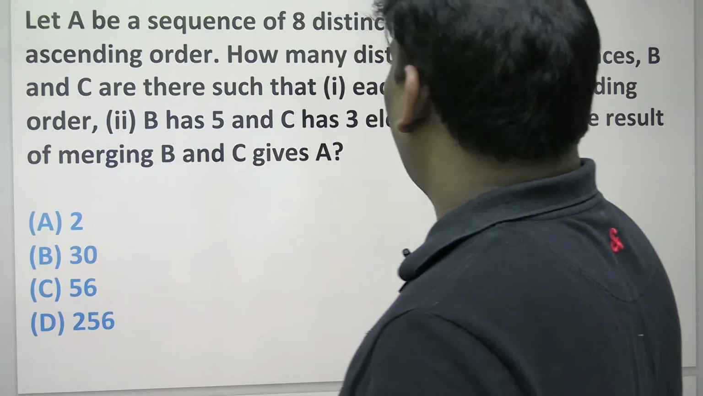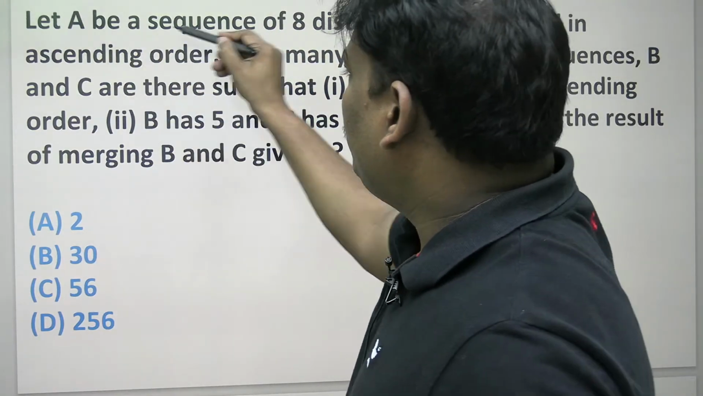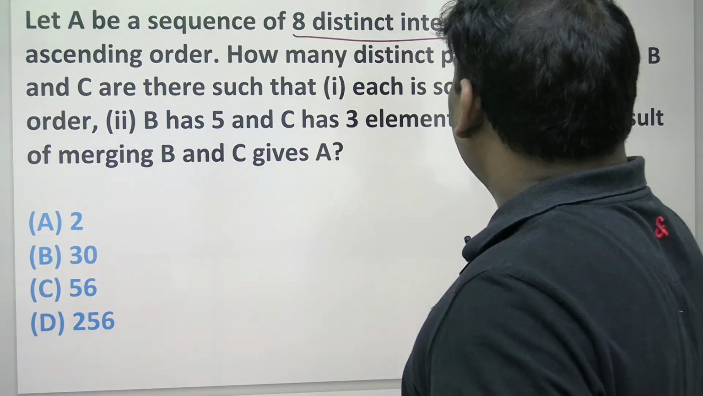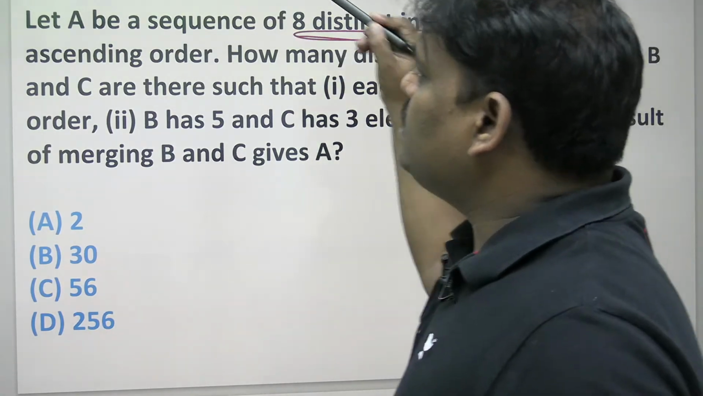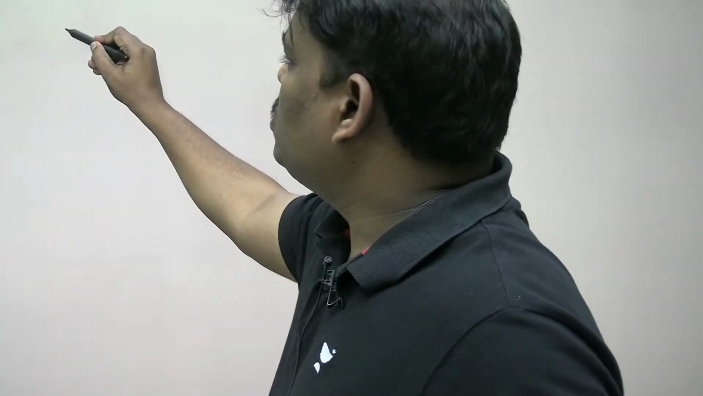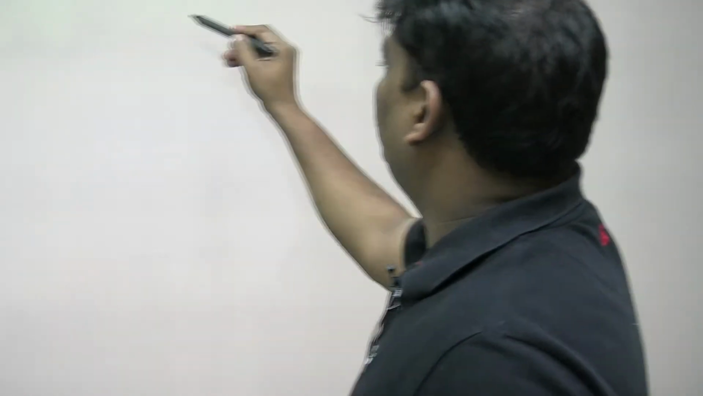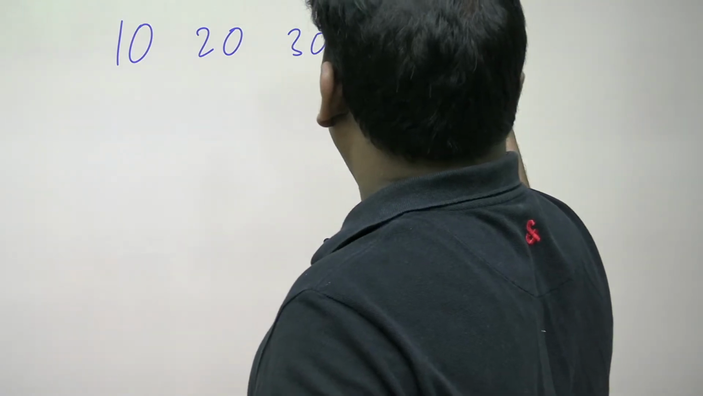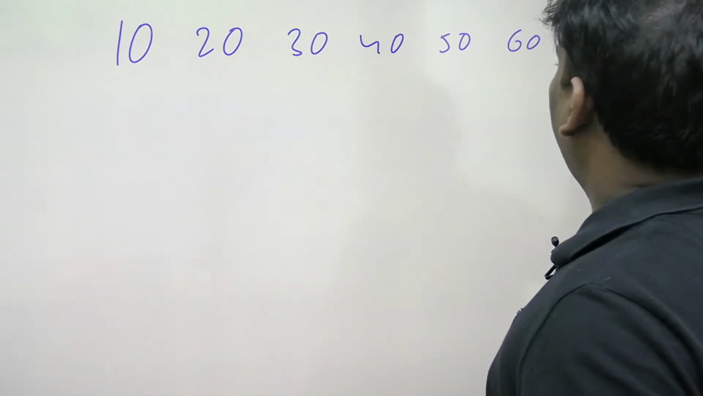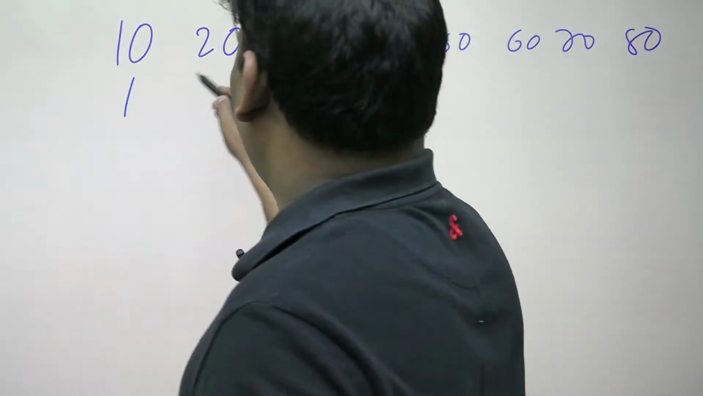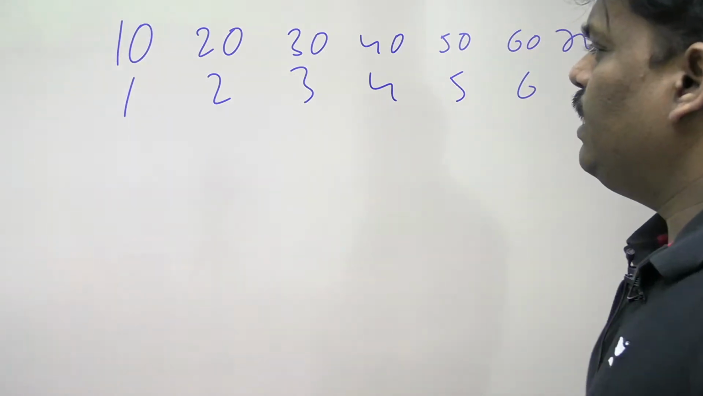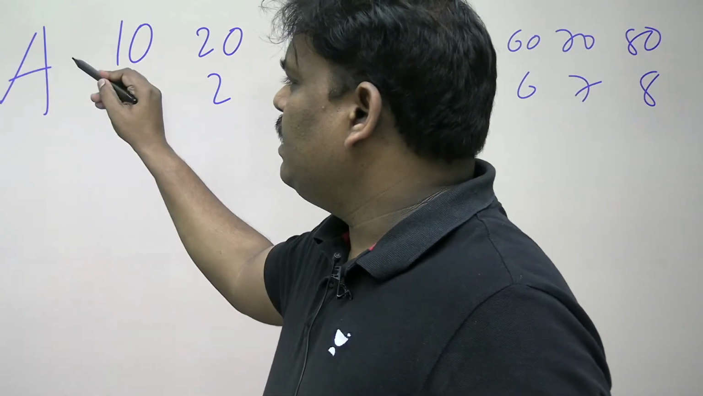Remember, there are some small conditions. See this one: let A be a sequence of 8 distinct integers sorted, which means A is a sorted array. Let me write 10, 20, 30, 40, 50, 60, 70, 80, or 1, 2, 3, 4, 5, 6, 7, 8. A contains 8 integers in sorted order.